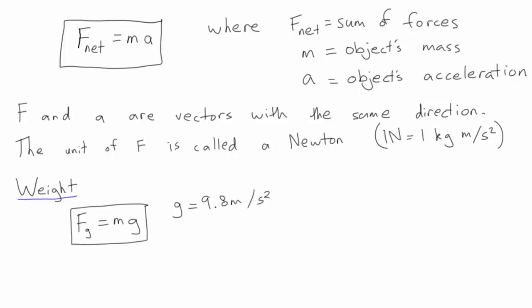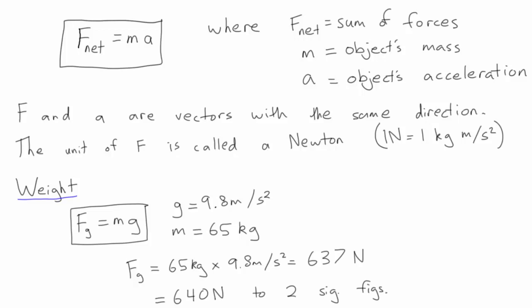We can calculate the weight force for a person. Let's say the mass is 65 kilograms, then the weight force is equal to 637 newtons. Now because our first two quantities, m and g, were only given to two significant figures, we should only give our answer to two significant figures as well.